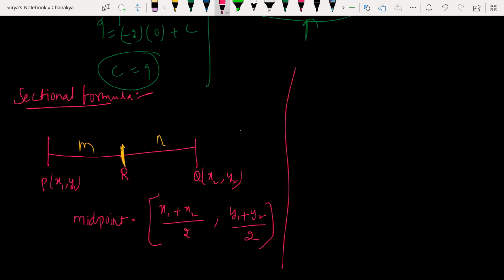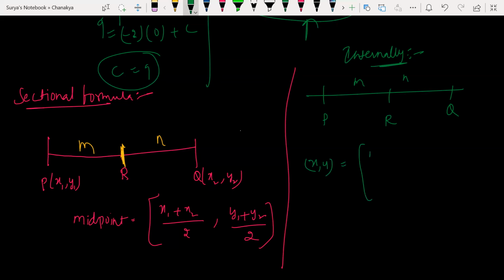Look at this. I have point P and point Q, and point R dividing PQ in the ratio of M and N. I need to find the x coordinate. This is dividing internally, so the x, y coordinate formula is (mx2 plus nx1) divided by (m plus n).